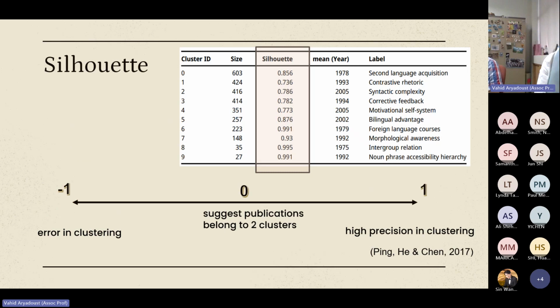So to use real life data, these are the results that we got from our analysis. And as we can see here, we have quite high silhouette scores, which can be reflective of a high precision in clustering. So scores that tend towards 0 might suggest that the publications belong to two clusters, while anything negative would reflect some error in clustering, and you might want to relook at your data.